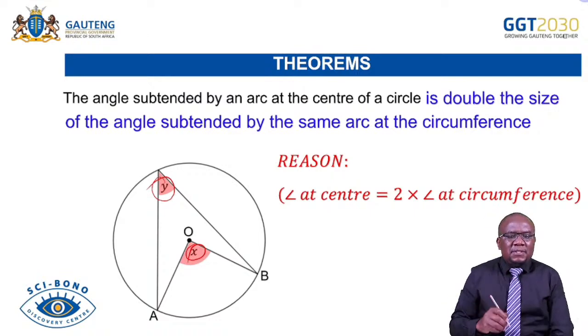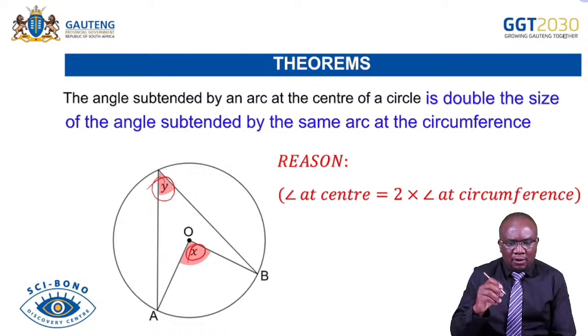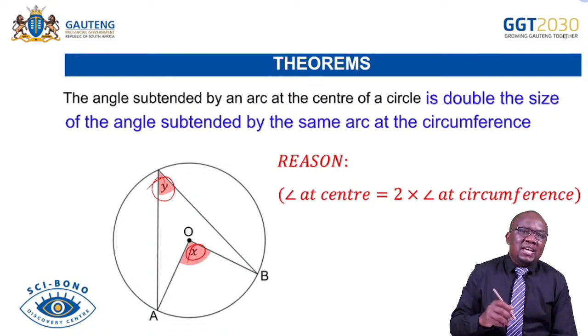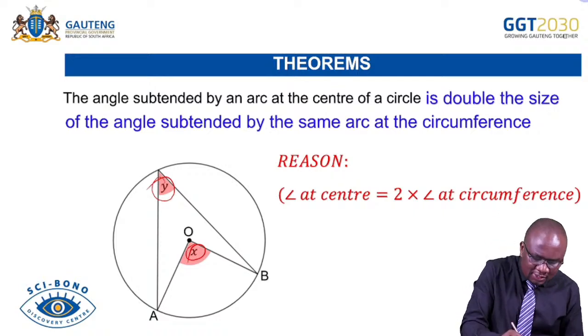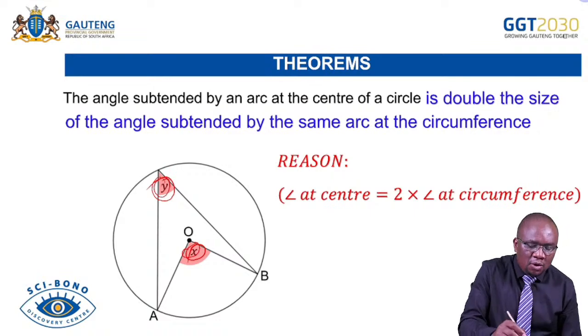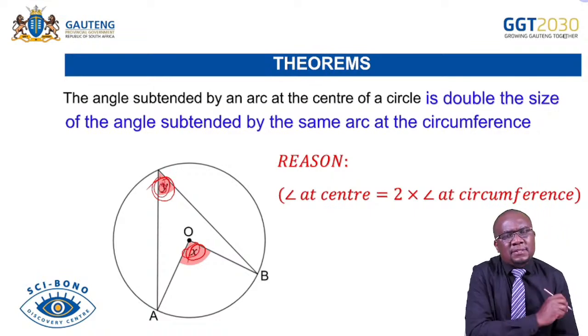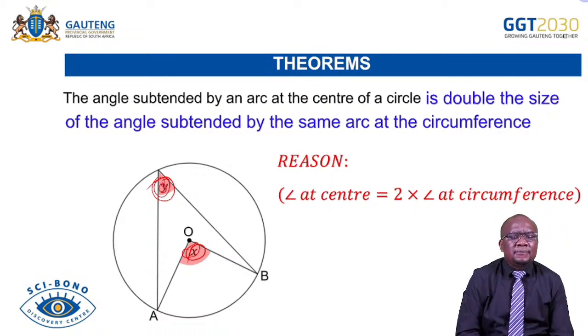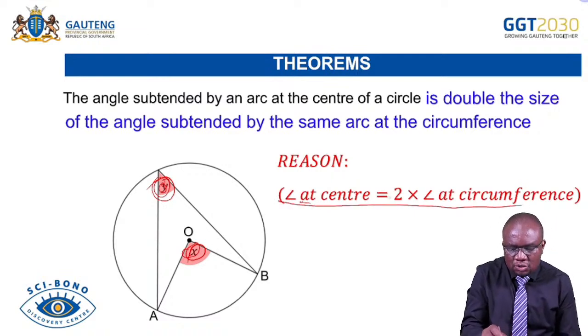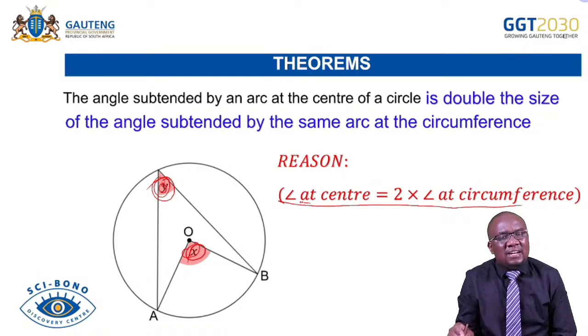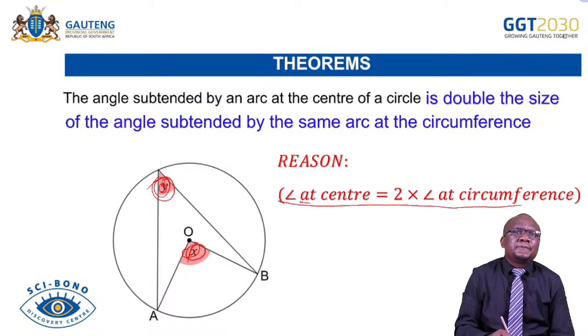The angle subtended by the arc at the center of a circle is double the angle subtended by the same arc at the circumference. X is 2 times Y. Y is half of X. Please don't forget that. So this is the reason we write angle at center equals 2 times angle at the circumference. Please don't forget that. We're going to prove that.